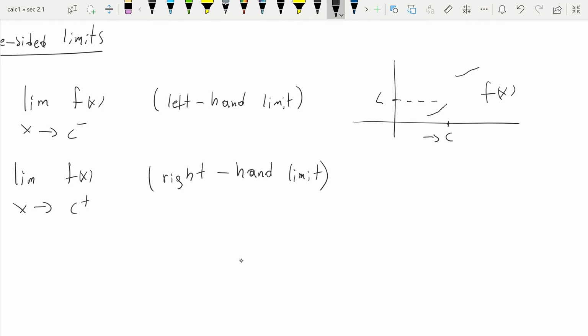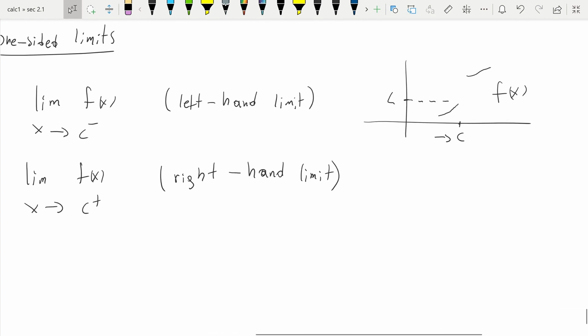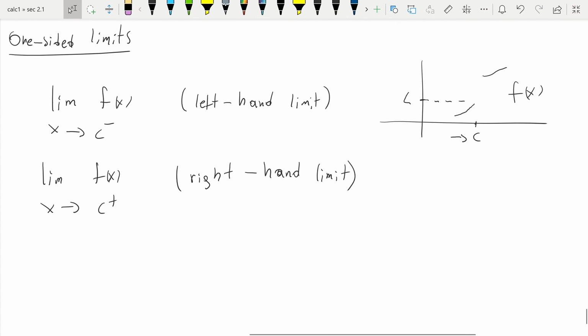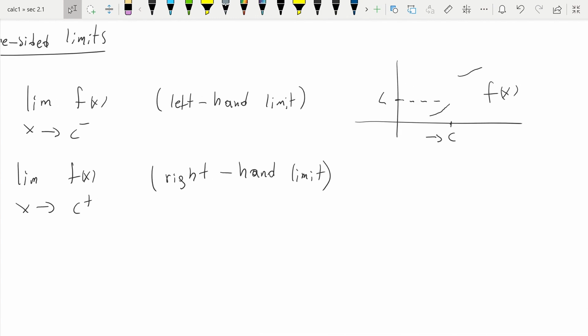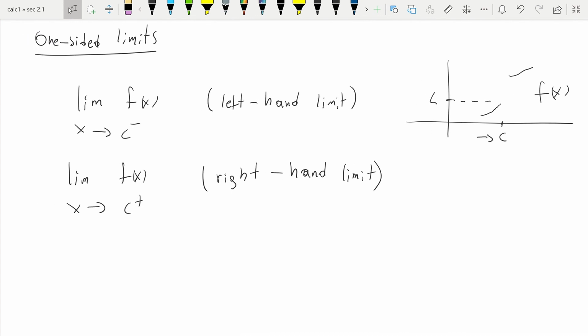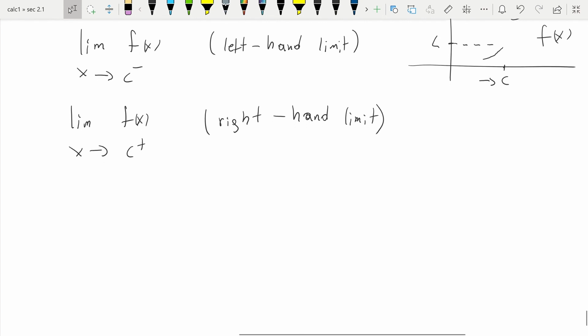So the same holds for the other side. If you consider the right-hand limit, you will just look at what happens on the right side of c and see whether f of x is approaching something or not. And then you will call that your right-hand limit.